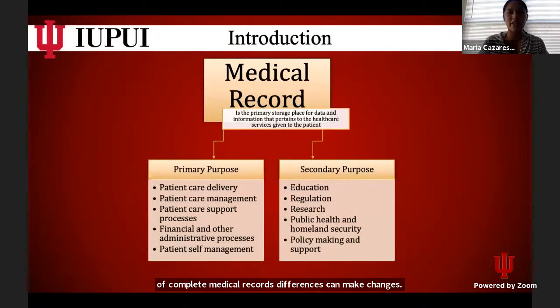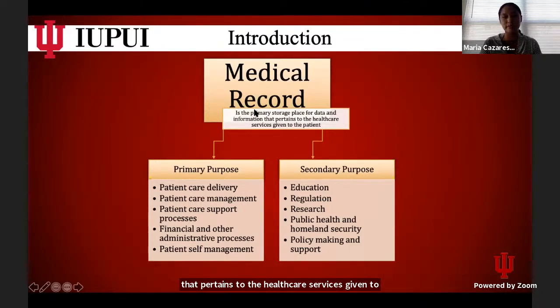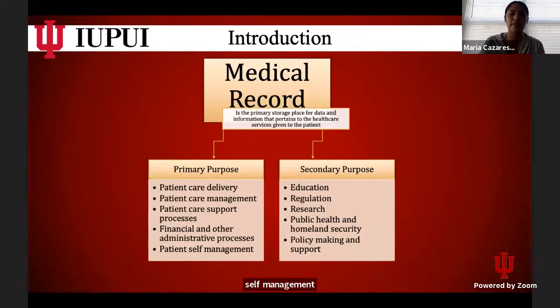So the introduction for this project is giving you a little bit of knowledge on the medical record, which is the primary storage place for data and information that pertains to the healthcare services given to the patient. It has two purposes: a primary purpose and a secondary purpose. The primary purpose focuses on assisting with patient care delivery, patient care management, patient care support processes, financial and other administrative processes, and patient self-management. The secondary purpose assists with education, regulation, research, public health, homeland security, and policy making and support.